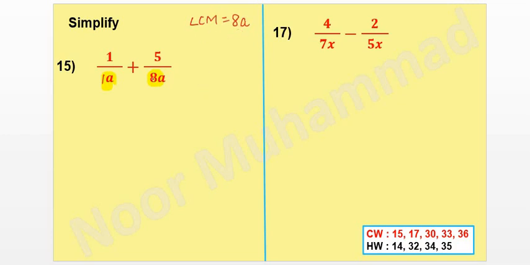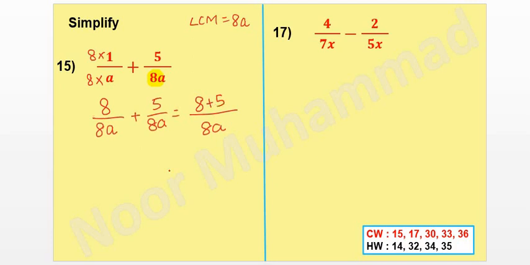This one already has 8a, so nothing to do with this fraction, but this fraction I have to multiply by 8 to get 8a. First, I have to think only about the denominator, not about the numerator. Clear? So 8 times 1 will become 8, and in the denominator I will have 8a plus 5 over 8a. Now because 8a is the same, I will write 8a as the denominator. In the numerator I can add both these numerators, so finally the answer will be 13 out of 8a.